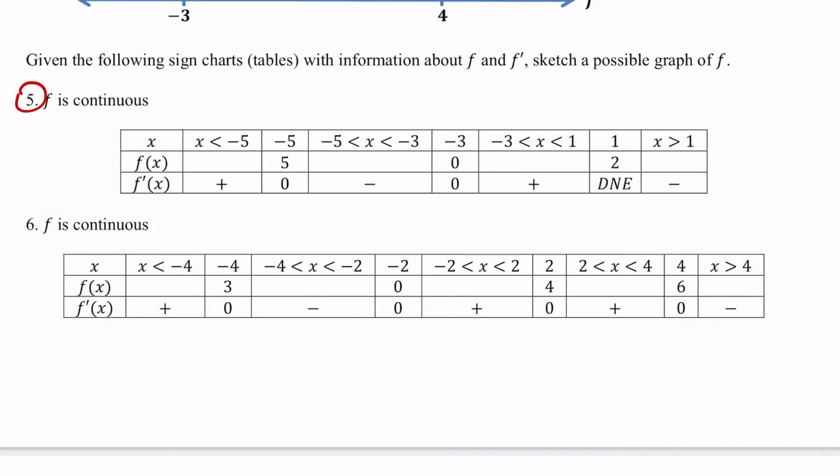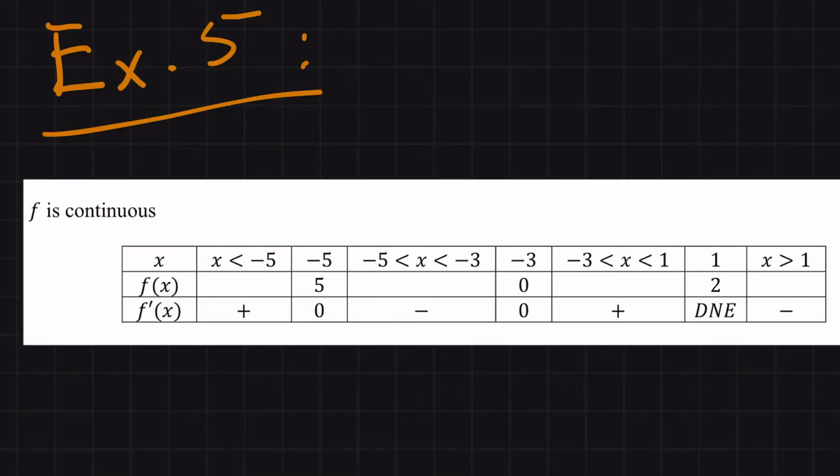In this video, we're going to use information about f prime and f double prime to sketch a possible graph of f. In problem number 5, we're given this table. So we want to use this table to figure out what f would look like, and then draw a possible graph of f based on that information. So all we know is that f is continuous, and then we have some information written inside of this table.